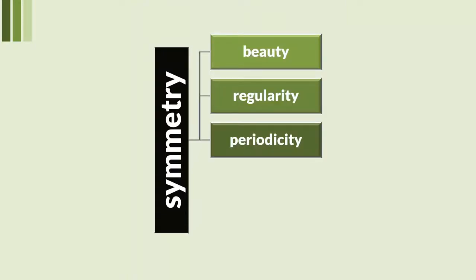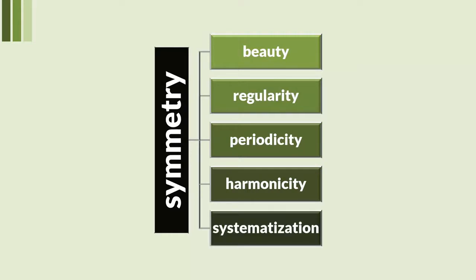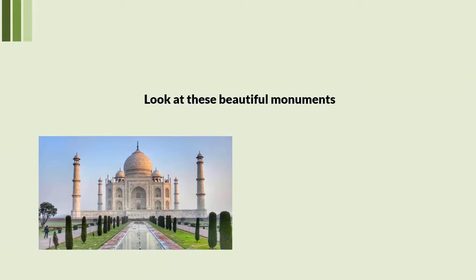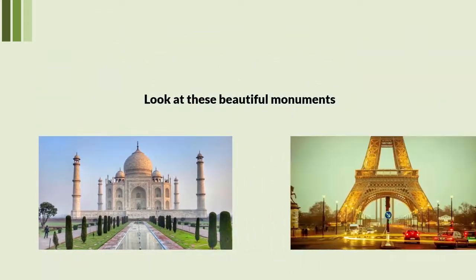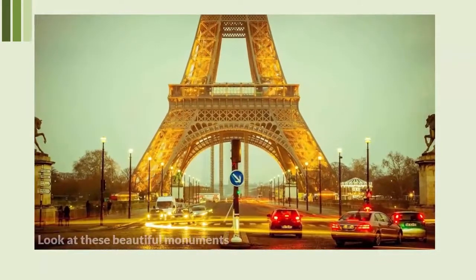In my opinion, the term symmetry can be associated with beauty, regularity, periodicity, harmonicity, and systematization of geometrical objects. All these terms collectively make sense to identify the symmetry of a pattern. If you want to appreciate certain beautiful monuments, for example the Taj Mahal, very beautiful with the four points in the apex. The same is the case with the Eiffel Tower of France, again with the four points and a corner and an apex.